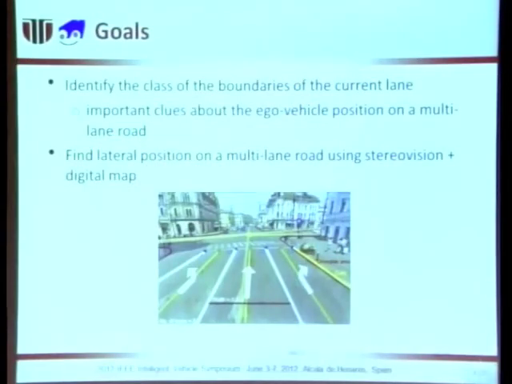Our goals in this paper are to identify the class of boundaries for the current lane, which are important visual cues for lane level positioning, and to find the lateral position of the ego vehicle on a multi-lane segment. We are under the assumption that we are using an extended digital map which contains more than just the GPS measurements of the position, but also the number of lanes, the type of the limiters, and the type of painted arrows.